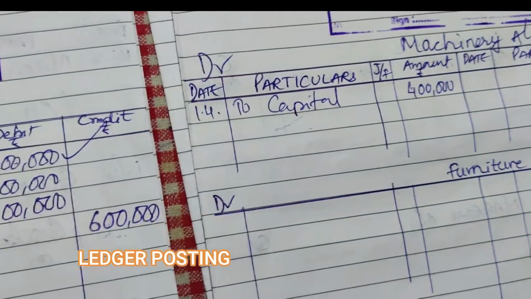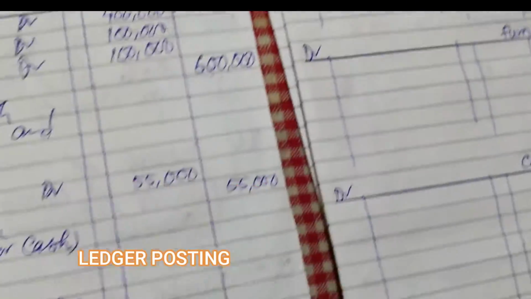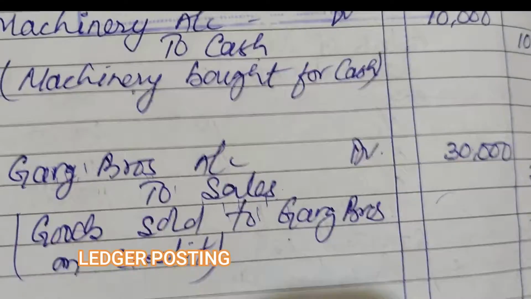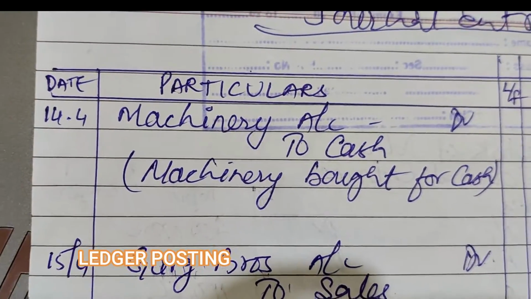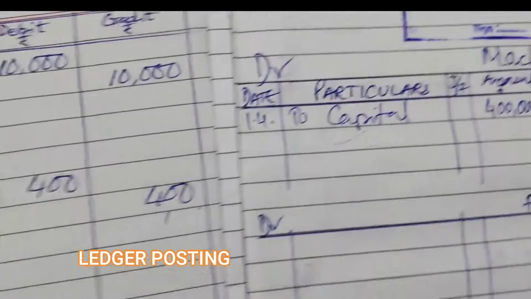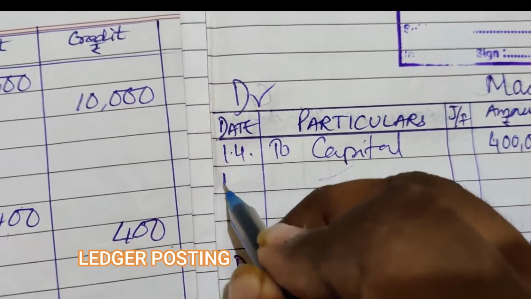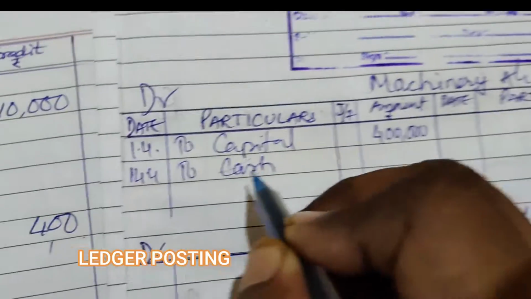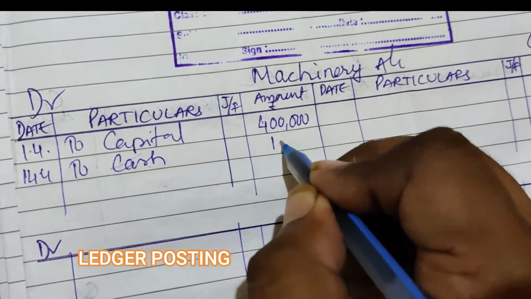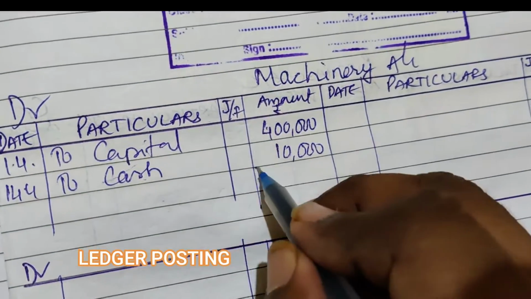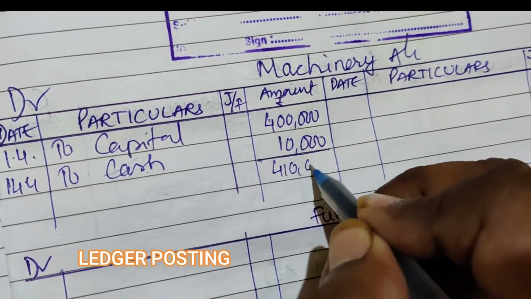Again, machinery is purchased on 14th April, machinery account debited to cash account. Here we will write 14 April, to cash. All machinery goes to the machinery account. What price is it purchased at? 10,000. There is no other machinery, so the total on this side is 4 lakh 10,000.